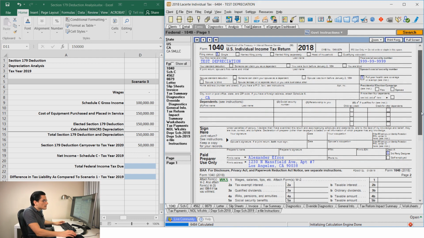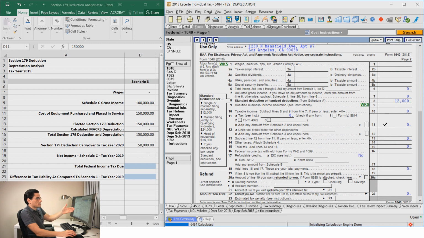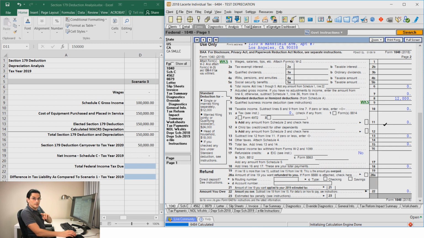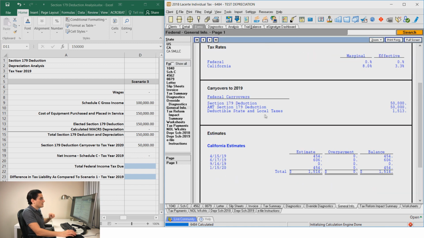And you can see here that essentially there's not much going on. Now let's take a look at the other page here that shows us the carry forward. All right, so here you see that there's Section 179 deduction that's being carried over to tax year 2019. Pretend this is going from 2019 to 2020, but same idea.